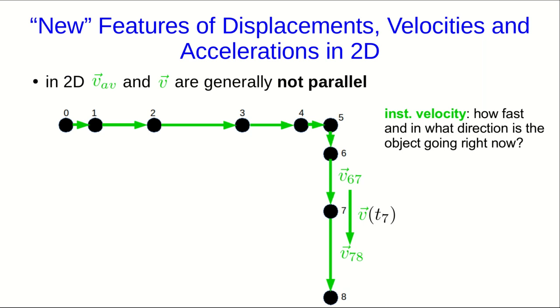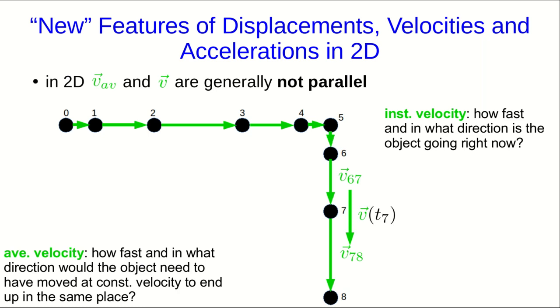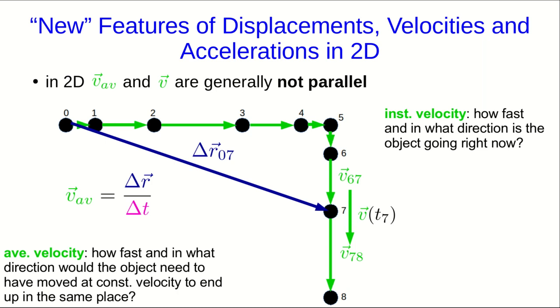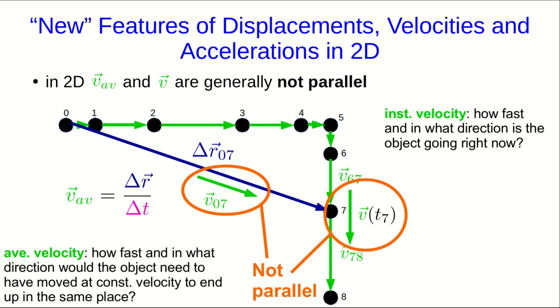Okay, now let's look at a different average velocity, and let me remind you that that is the velocity that the object would have had to go at constant velocity to end up in the same place. And you can get it directly from a displacement. So let's talk about the average from time 0 to 7. There's the displacement that you would get it from, and so we know that this average velocity points this way. And my whole point here is that these two vectors are not parallel. And in fact, if you think about it here, there is no instant when this object is moving in the direction of this V07.